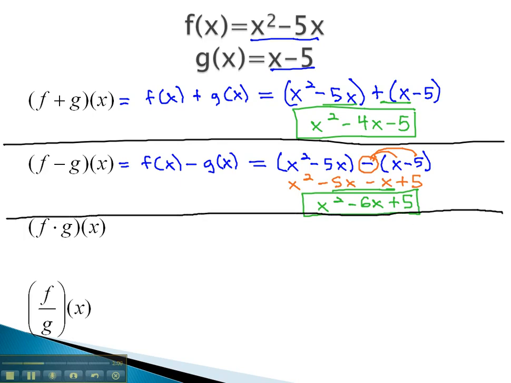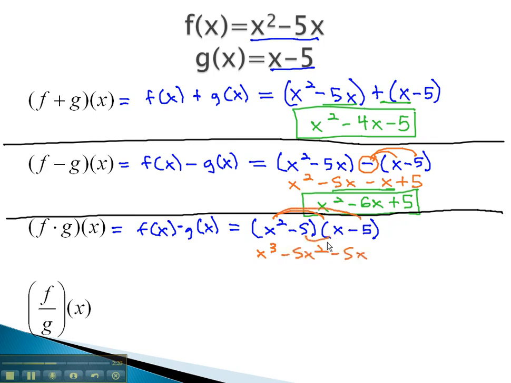Let's take a look at multiplication. Multiplication means we take f(x) and multiply by whatever g(x) is. As usual, we'll always put these substitutions in parentheses. So f(x) is x squared minus 5x, and g(x) is x minus 5. As you recall, when we multiply these together, we can FOIL, giving us x cubed minus 5x squared minus 5x plus 25. There are no like terms, so this expression is simplified and our final solution.